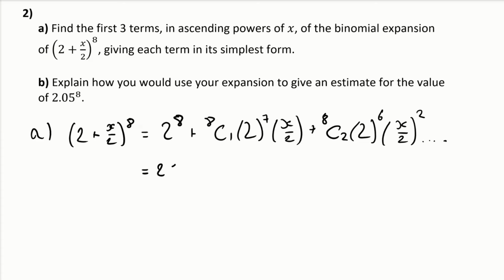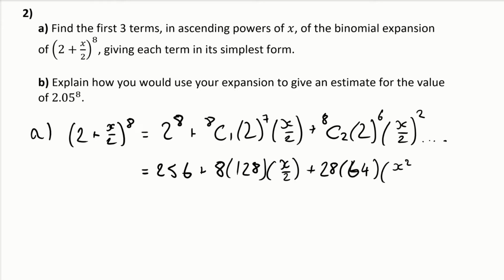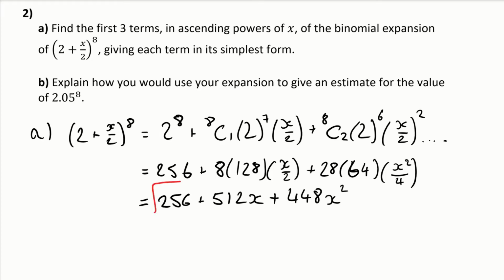Simplifying that further, 2 to the 8 is equal to 256, 8c1 is 8, times 2 to the 7, which is 128, times x over 2, plus 8c2, which is 28, times 2 to the 6, which is 64, times x over 2 squared, which is x squared over 4. And then simplifying that finally, we get 256 plus 512x plus 448x squared.